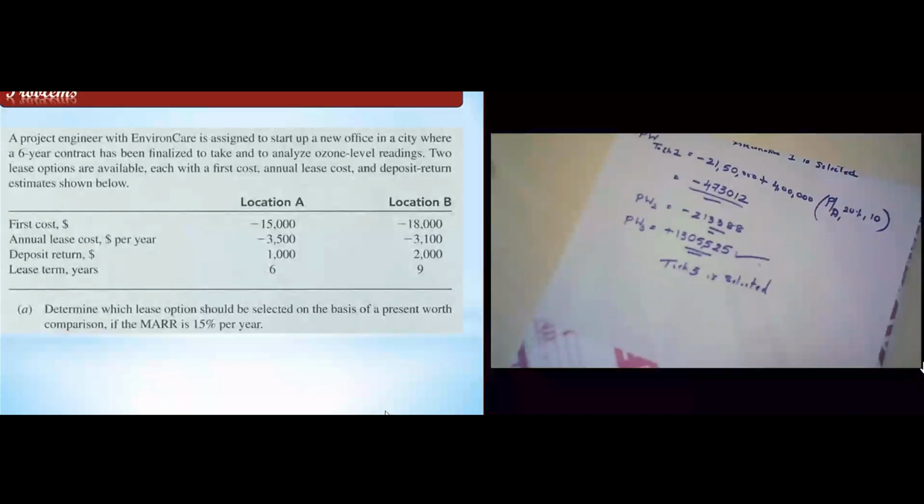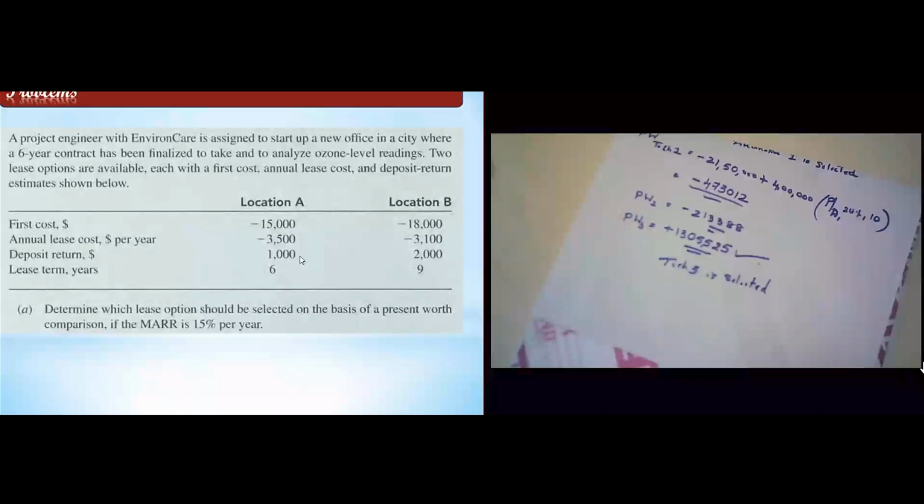So for location A, you will have 3 sets of the same values repeating. You will have 3 first costs, 3 components of annual lease cost, and 3 components of deposit returns at 0, the 6th year, the 12th year, and the 18th year.